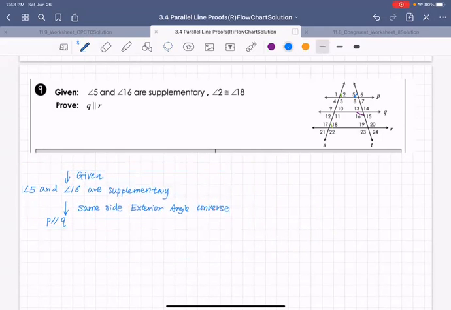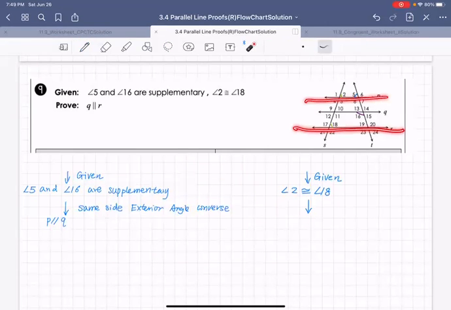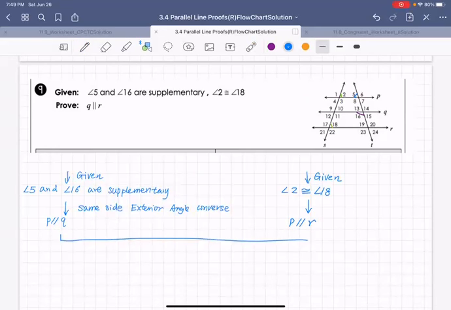Angle 2 is congruent to angle 18, and it's given. Next. E and R are parallel. Okay. Corresponding angles converse. Okay.